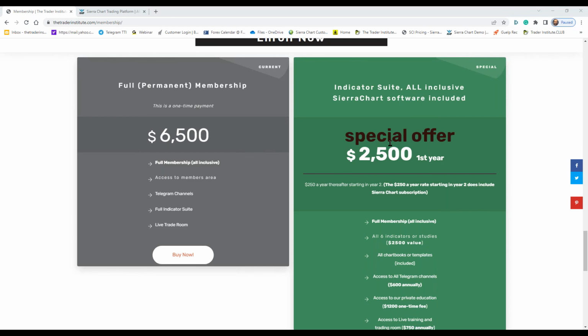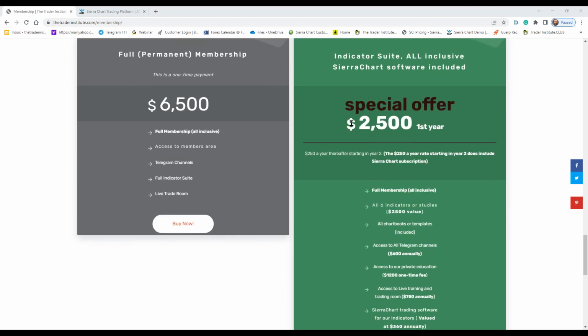So I decided, you know what? It hit me last week. I decided to implement it right away. So I started implementing this a couple of days ago. My webmaster is working on it to perfect it. But for now, it's going to be $2,500 for 1 year. We will give you a refund for your Sierra Charts, about, I think, $360. Right? So you can have Sierra Charts.